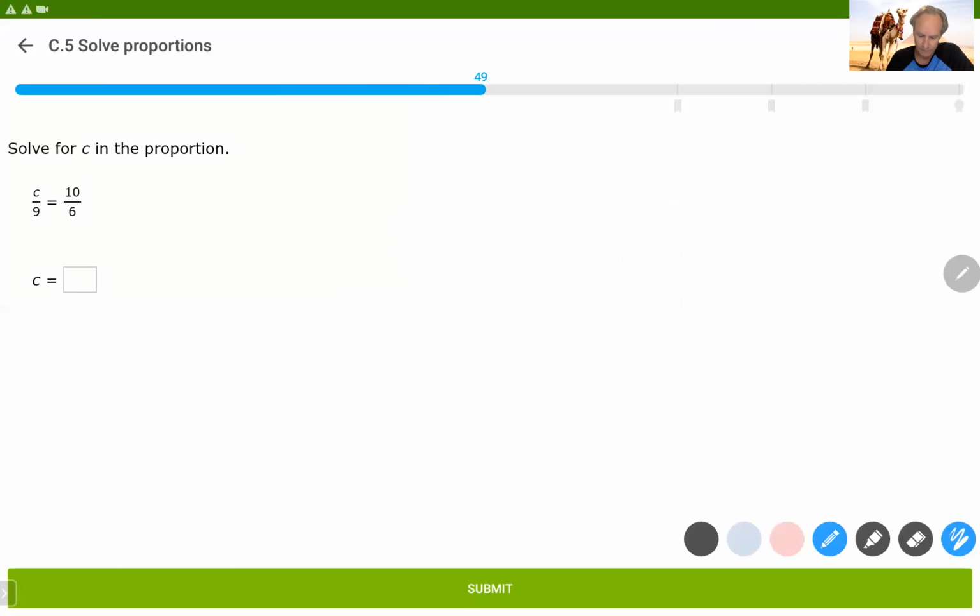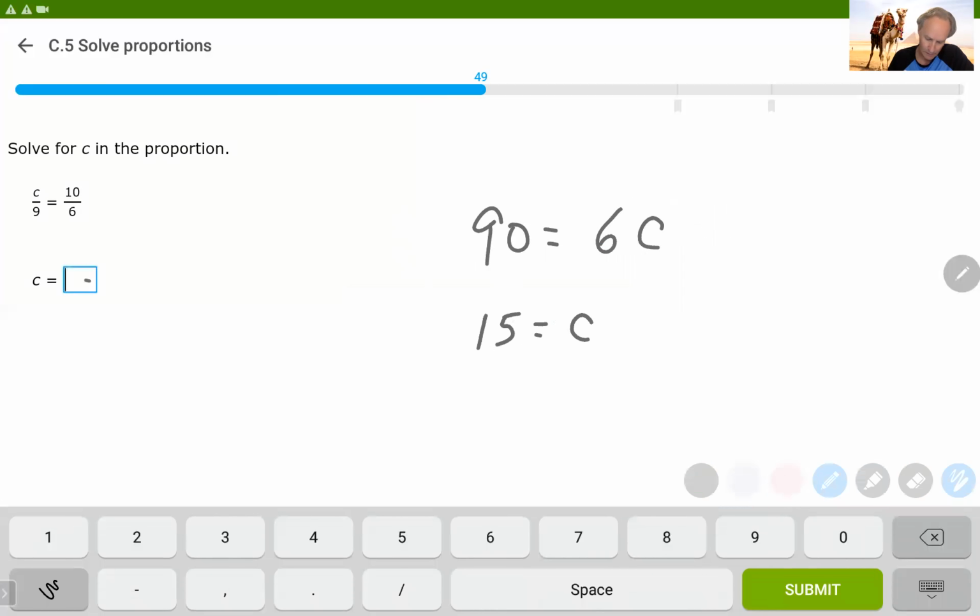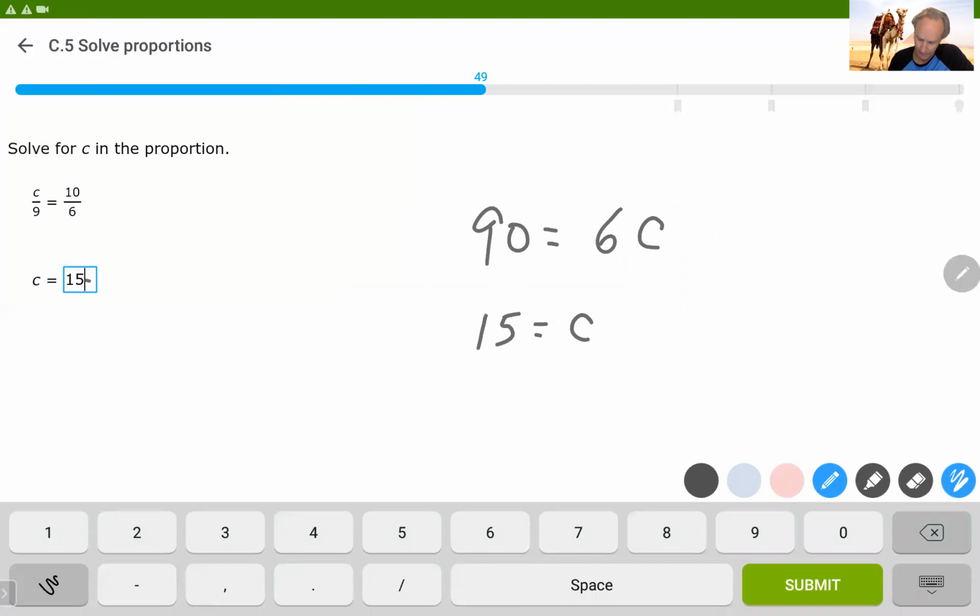90 is equal to 6C. And when we divide by 6, we get 15. I didn't bother to write that one down.